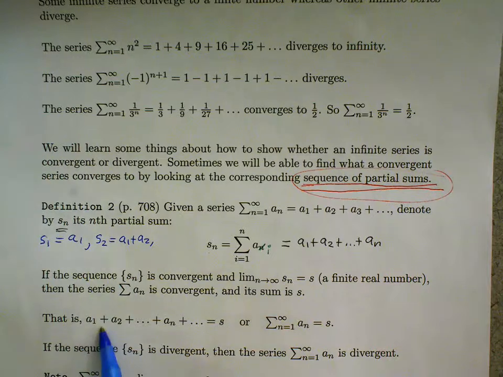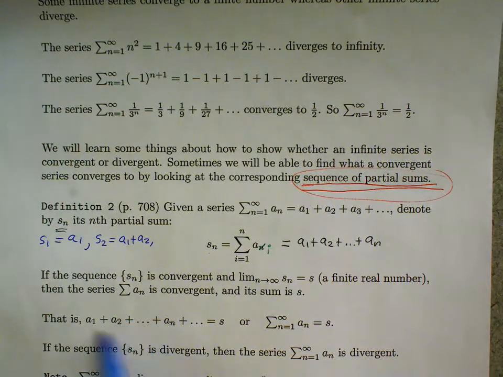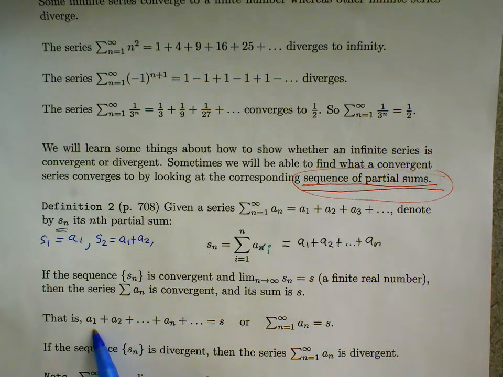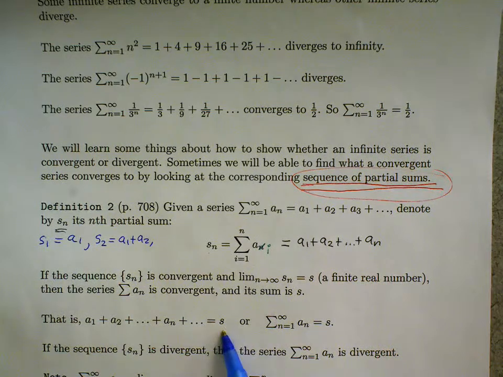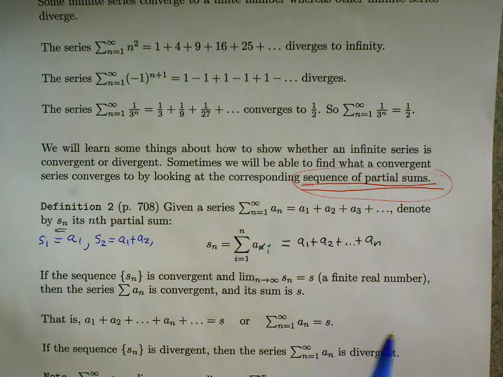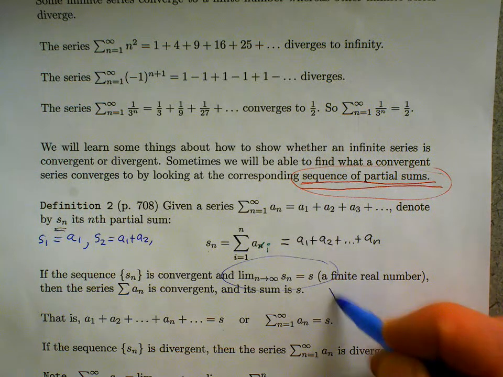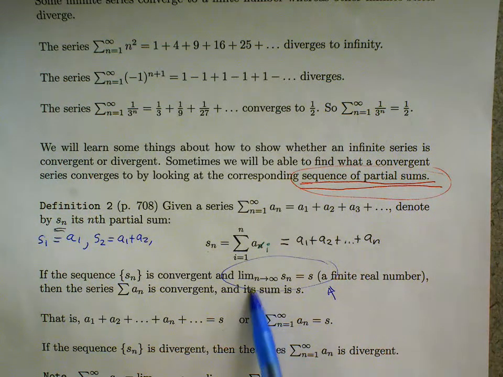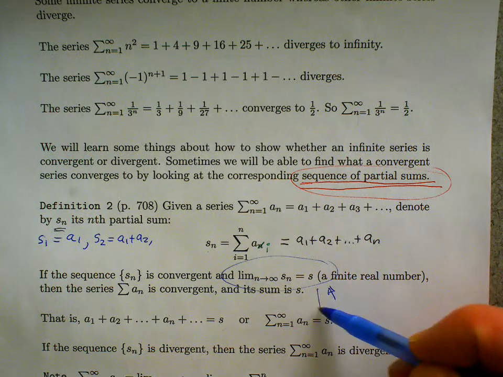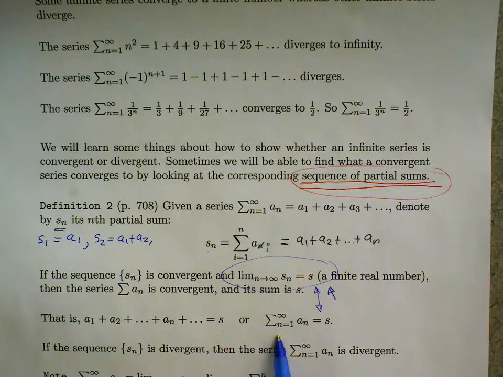So that is, if we add all of the terms from the sequence a sub n from n equals 1 to infinity, and it converges to S, then we can just say that the infinite series is equal to S. So note that the limit of the sequence of partial sums is equal to S. Therefore, the infinite series converges to S.